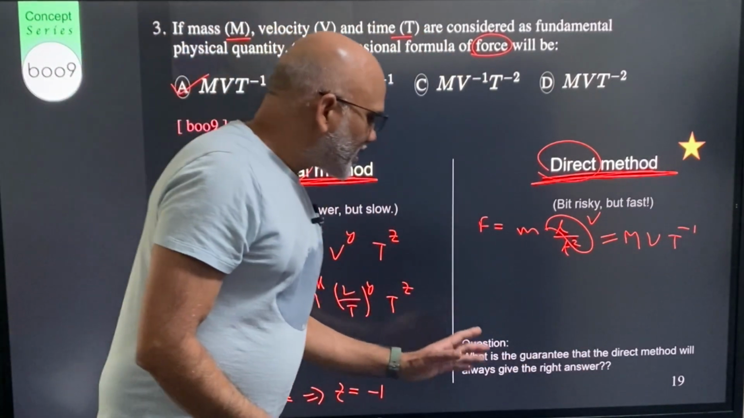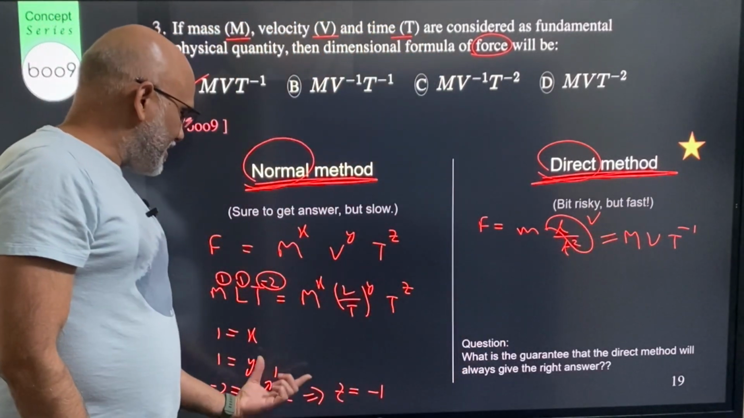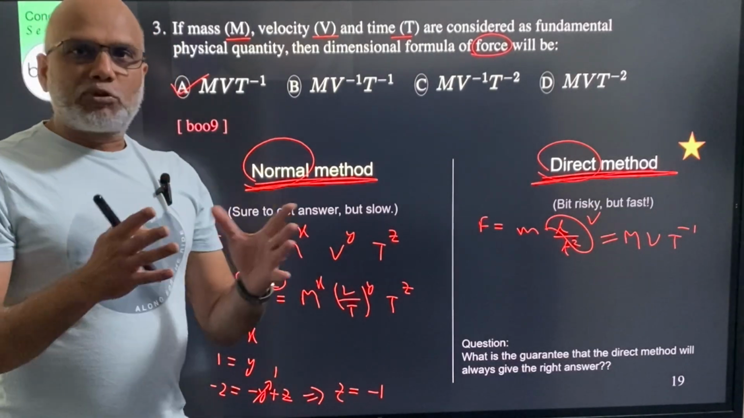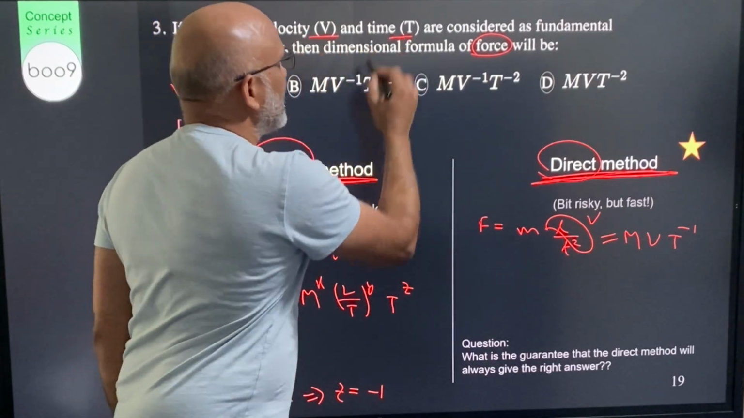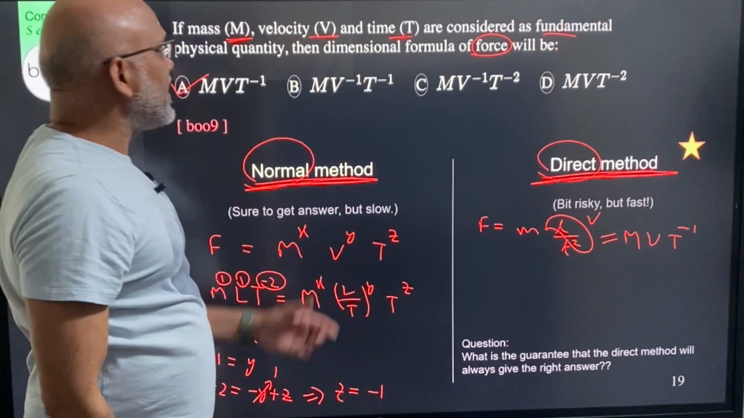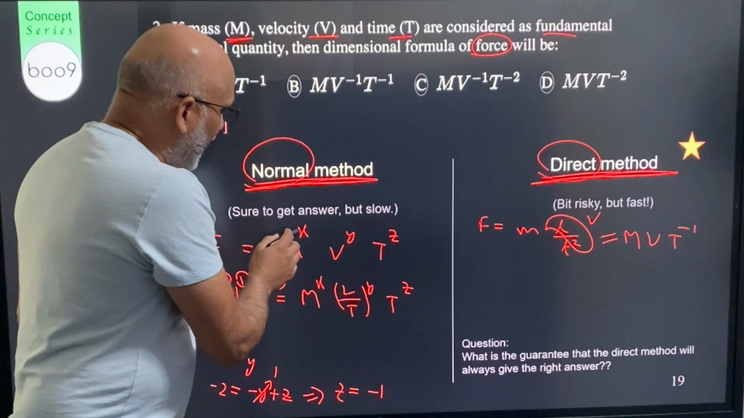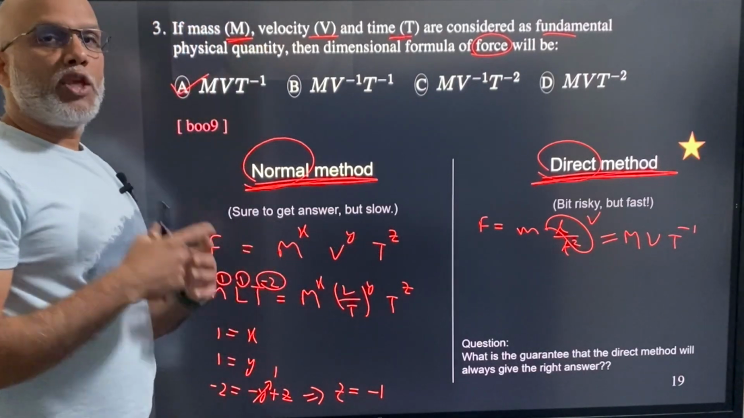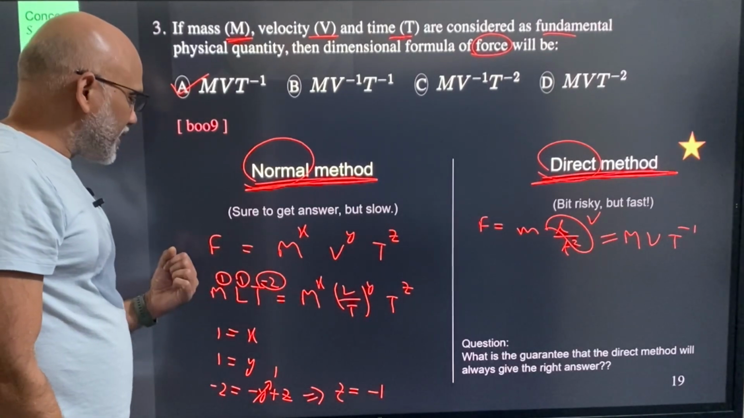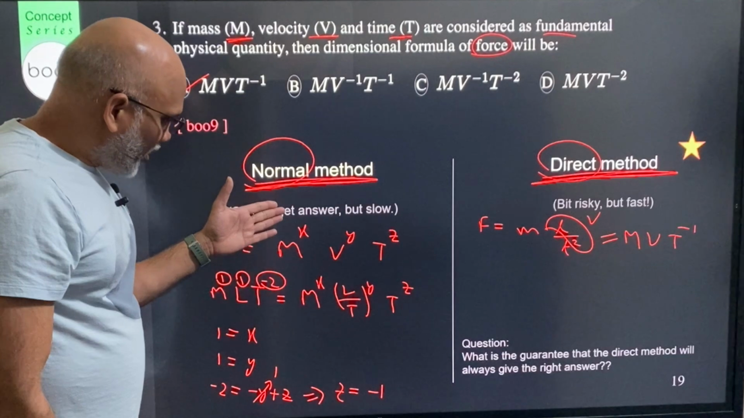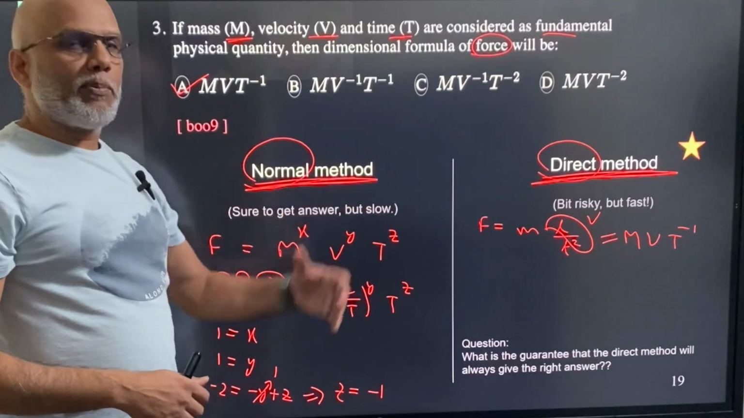All right. So one question you may have in your mind is, what is the guarantee that you will get the same answer as this side? Right? It is actually guaranteed because if this is given as the fundamental quantities, that means by definition these are independent, right? That means x, y, and z will have a unique solution for a given physical quantity, right? That means whether you do it this way or this way, you will arrive at the same answer. Okay, we'll see some more examples next.